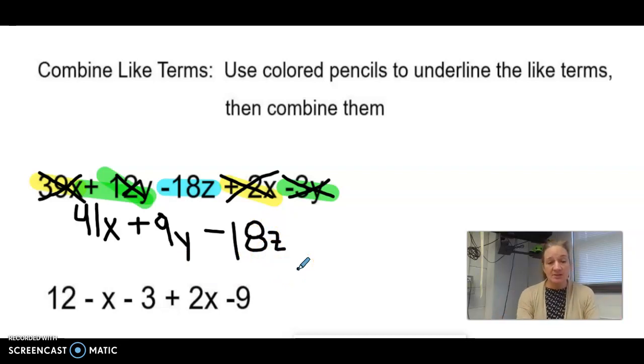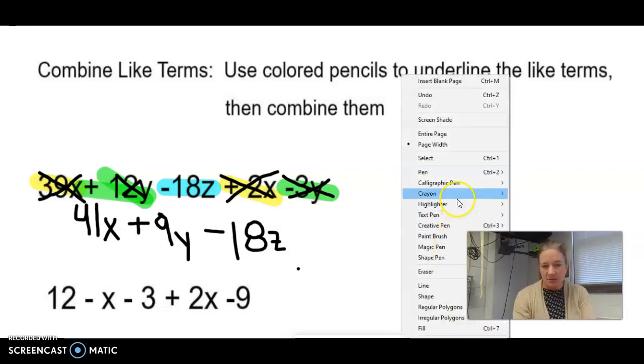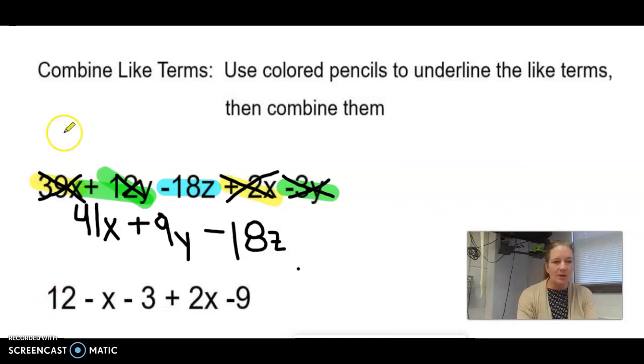Okay? So now let's do the same thing with the bottom problem down here. So I'm going to go to my highlighter. Okay, sorry, someone knocked at the door. So I have my 12, I'm going to highlight that. I'm going to highlight anything that doesn't have a variable on it. -3, oh, and -9. Okay, and now I'm going to go back.